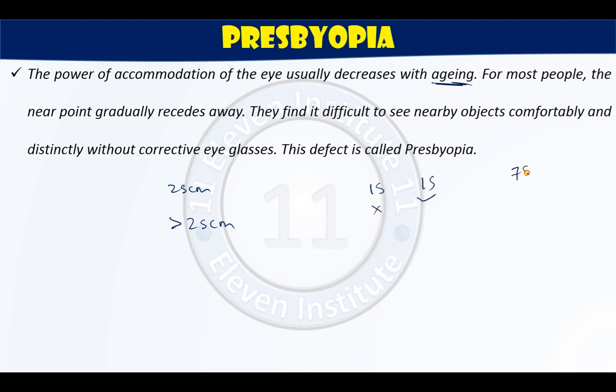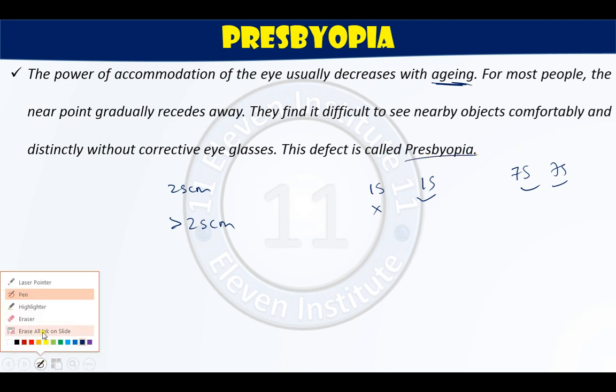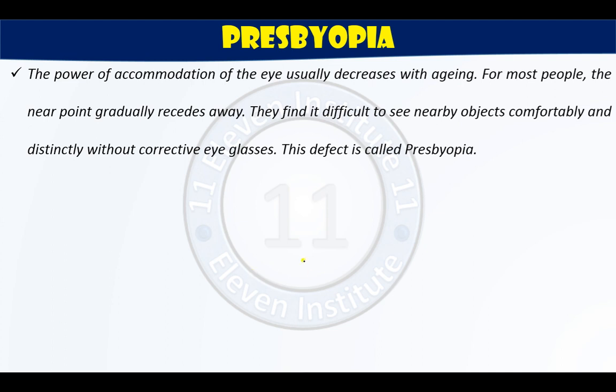But if there are two people with the age of 75, both of them will definitely be having problems in seeing nearby objects. Almost. Right, such a condition is known as presbyopia. Don't be confused with hypermetropia. Right, let us move ahead.